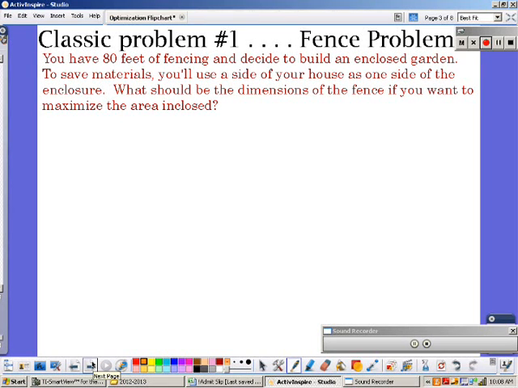Let's take a look. This fence problem tells us that we have 80 feet of fencing, right there, and we're going to build an enclosed garden. And we're pretty savvy folks. We've decided that we're going to save money by using one side of our house as a side of the garden. And then in the end, we're trying to figure out what should be the dimensions of the fence when we want to maximize the associated area. So we're looking for dimensions. We're trying to maximize area.